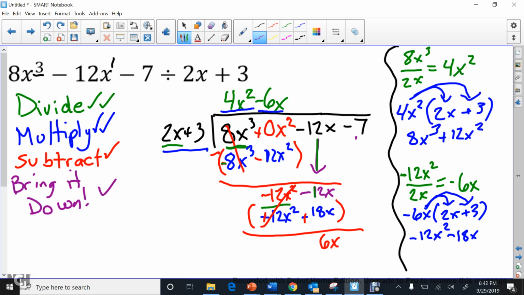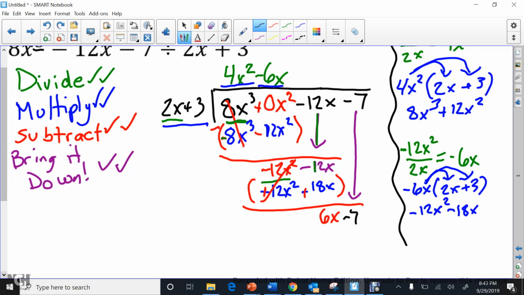Again, we will bring down the next term as we have finished with our subtraction and begin the last round of our division process. 2x goes into 6x. Well, let's divide on the side. 6x divided by 2x. 6 divided by 2 is 3. The x's will cancel each other out. So that means I have a positive 3, meaning on top of my division, I will write a positive 3. Now, we have finished our third, and in this case, final step of dividing.